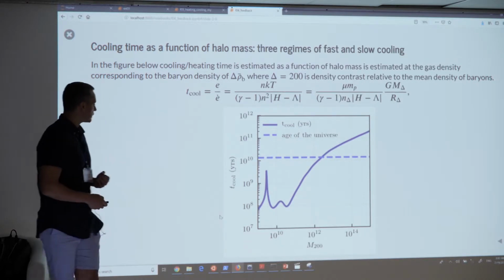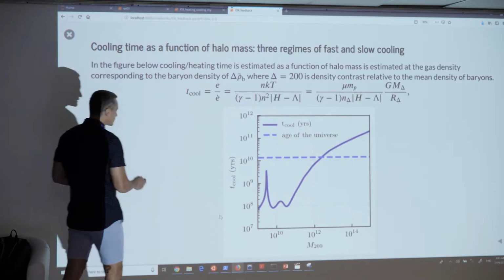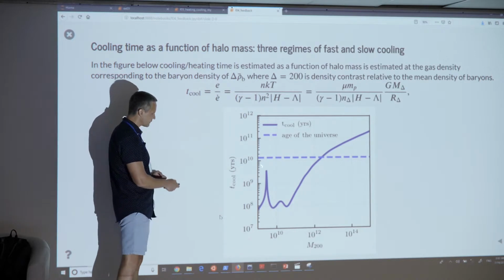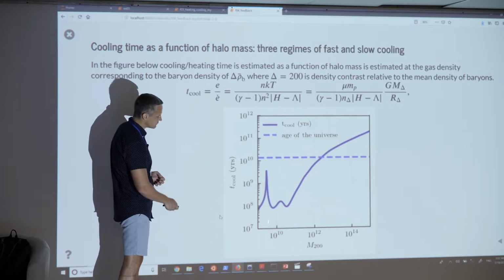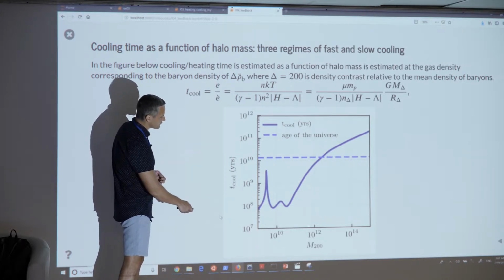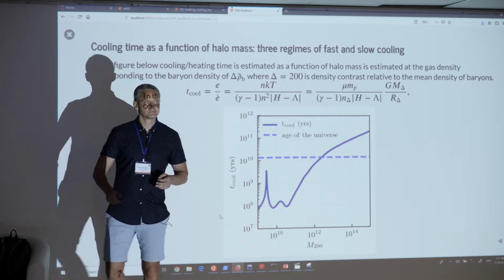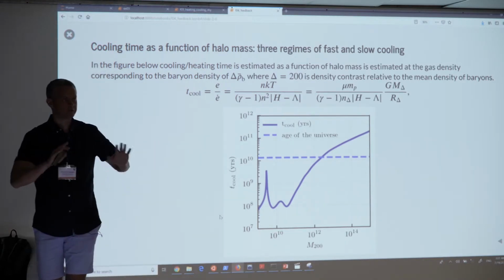So in other words, according to this plot, we can expect that cooling of gas will be suppressed in smaller mass halos here and in large mass halos, and will be extremely efficient in this intermediate mass range between about a few times 10 to the 9 and 10 to the 12. Is it clear? There are three regimes, right?